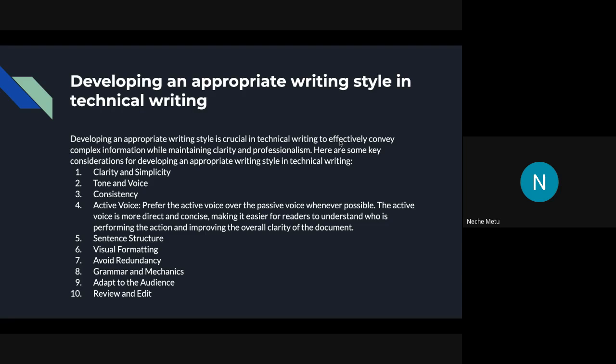Do it that way. Avoid redundancy, be concise, and avoid unnecessary repetition. Grammar and mechanics: ensure your writing adheres to proper grammar, punctuation, and spelling rules. Proofread your work carefully to identify and correct any errors, because strict and accurate use of grammar and mechanics enhances the professionalism of your writing. This is the 101 of technical writing.